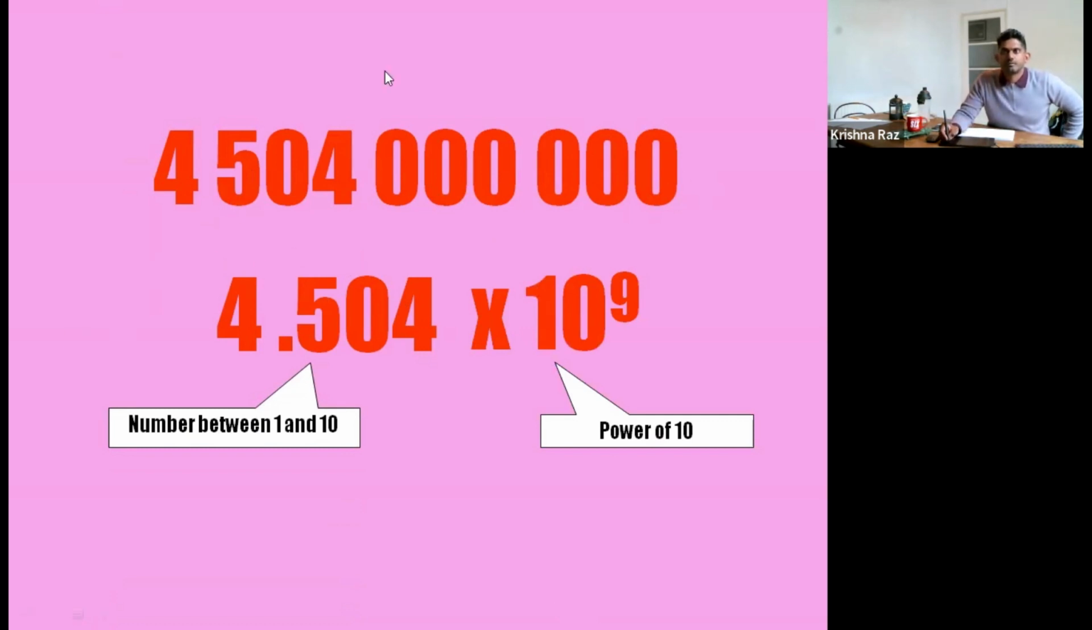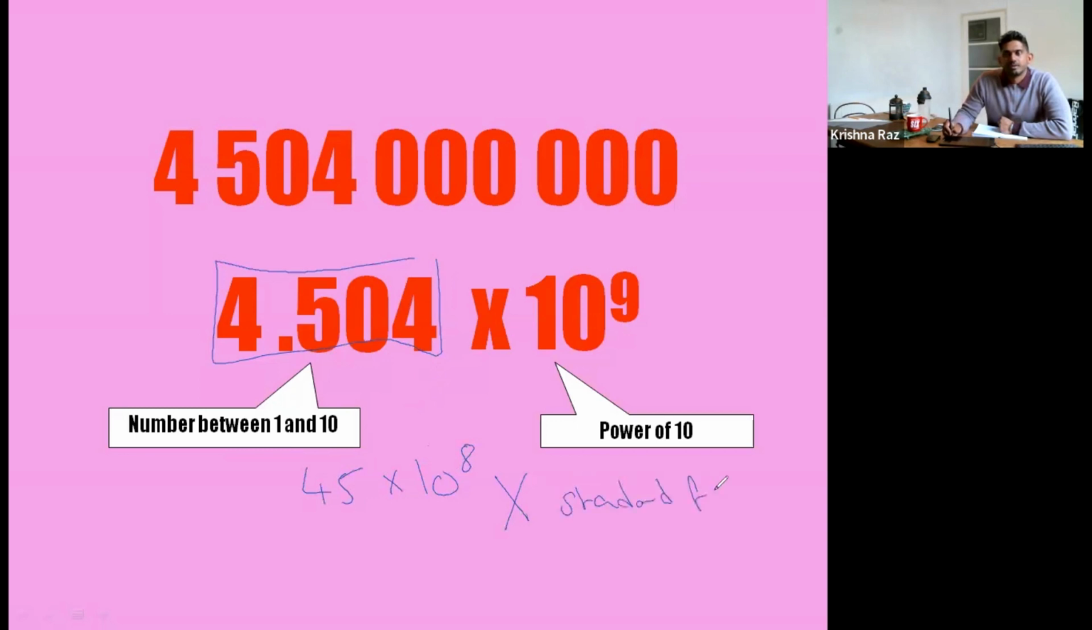But even more particular than that, this number here must always be between 1 and 10 for it to be in standard form. So if we'd written 45 times 10 to the power 8, even though that would give us exactly the same answer, it is not in standard form. So for it to be in standard form, this number has to be between 1 and 10. So let's go to the next slide.